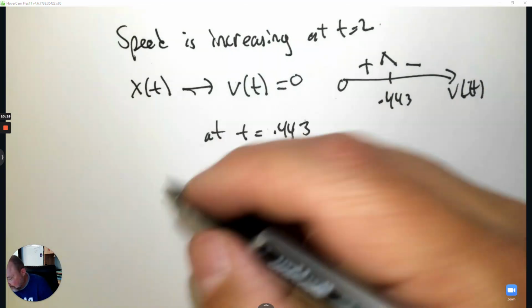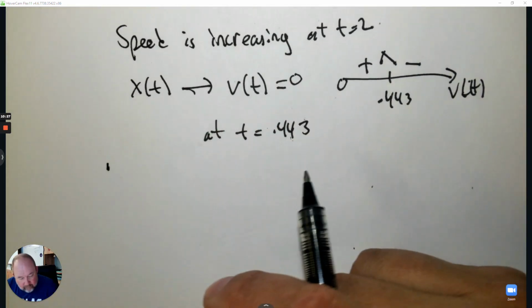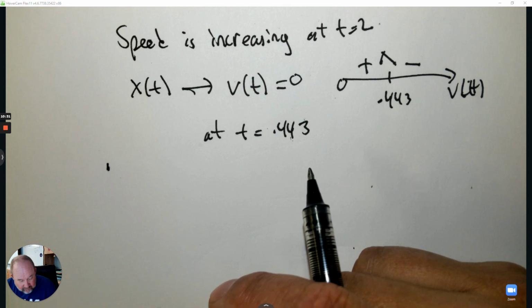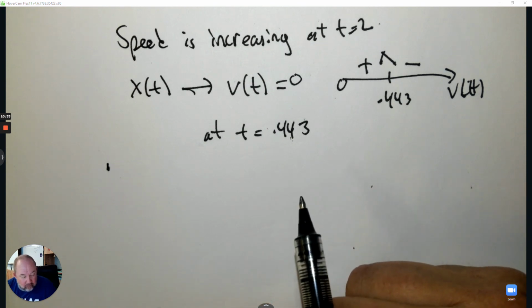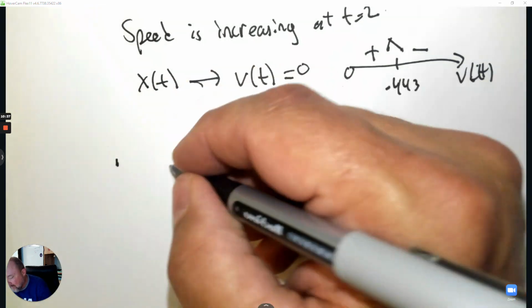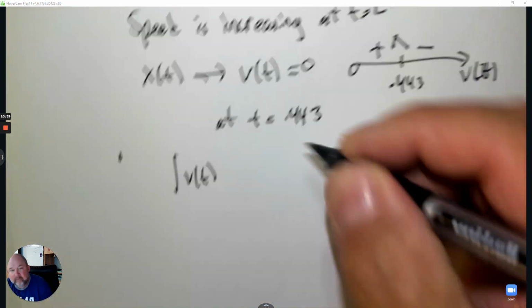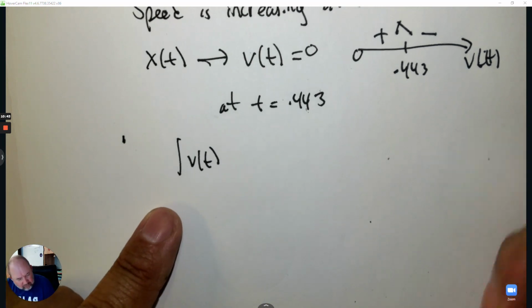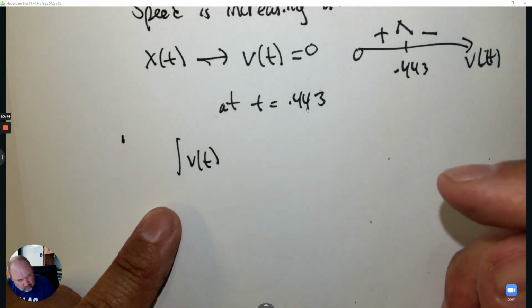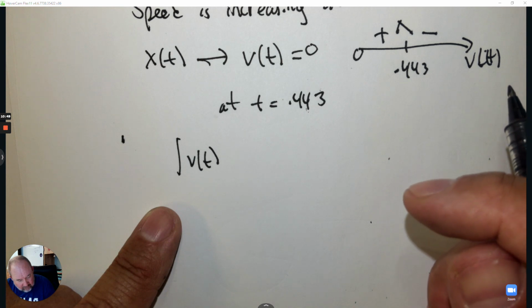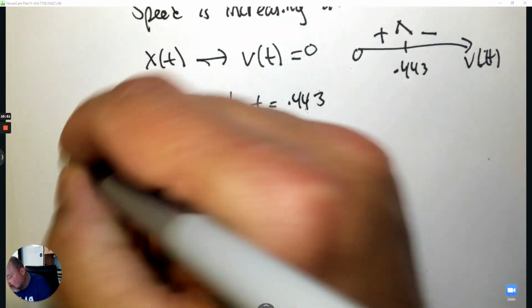Next, it says find the position of the particle at t equals 2. Is the particle moving towards the origin or away from the origin at t equals 2? All right, the position, we're going to integrate the velocity. Now, do we have a starting value? So it says at t equals 0, the position is at -1. So we start at -1.